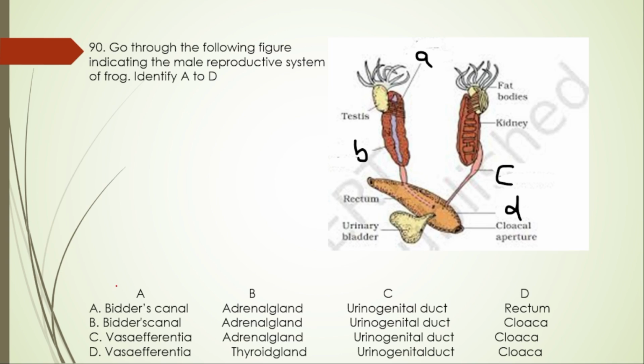90th one, and the last question for today's session, that is the male reproductive system of the frog. Identify A to D. What is A, what is B, what is C, and what is D? Here A is vasa efferentia, B is adrenal gland, C is urinogenital duct, and D is cloaca. So here the right option is option C.